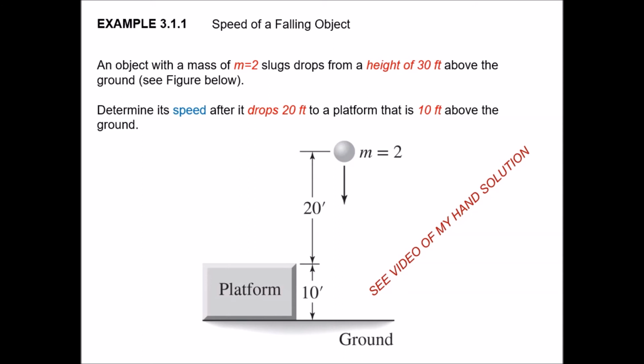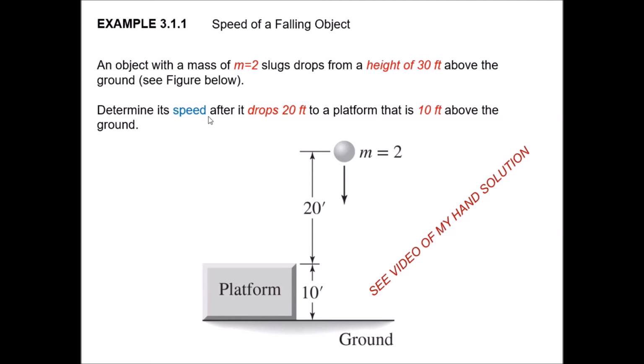Let's take a look at example 3.1.1. We're looking for the speed of a falling object. In this example, we have a mass given to us with m equals 2 slugs, and this drops from a height of 30 feet above the ground. We can see this figure given to us below in our given diagram here.